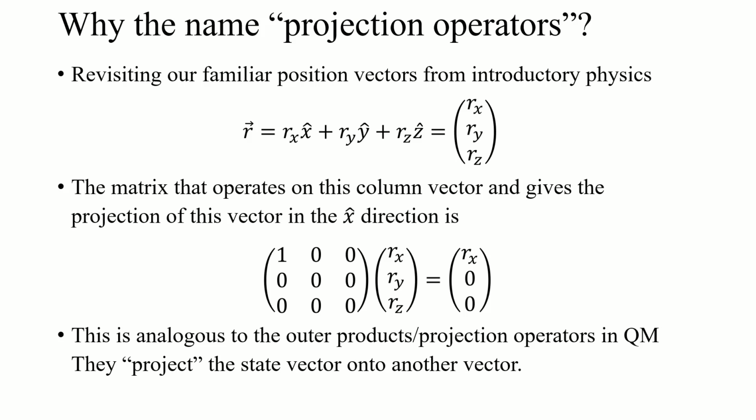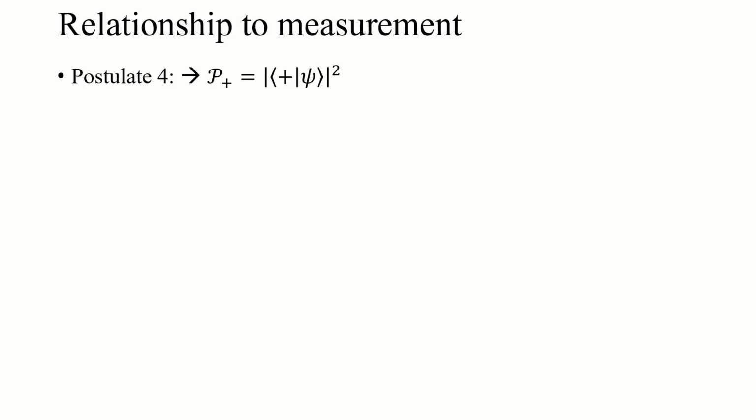These outer products, or projection operators, are taking a general state vector and projecting it onto one of those basis vectors, whatever vector is forming that outer product or projection operator. Now, this relates very closely with our concept of measurement in quantum mechanics.